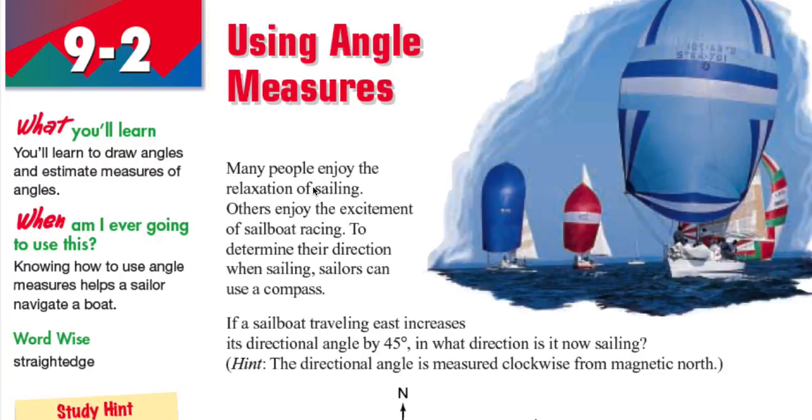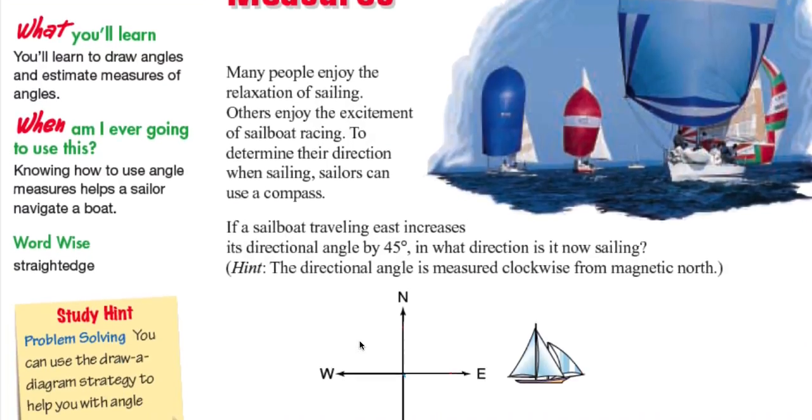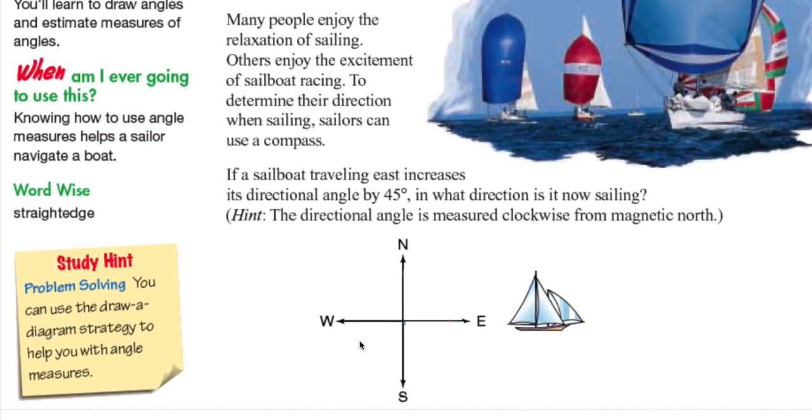Many people enjoy the relaxation of sailing. Others enjoy the excitement of sailboat racing. To determine their direction when sailing, sailors use a compass. If a sailboat traveling east increases its directional angle by 45 degrees, in what direction is it now sailing? So there's a hint here. The directional angle is measured clockwise from the magnetic north.